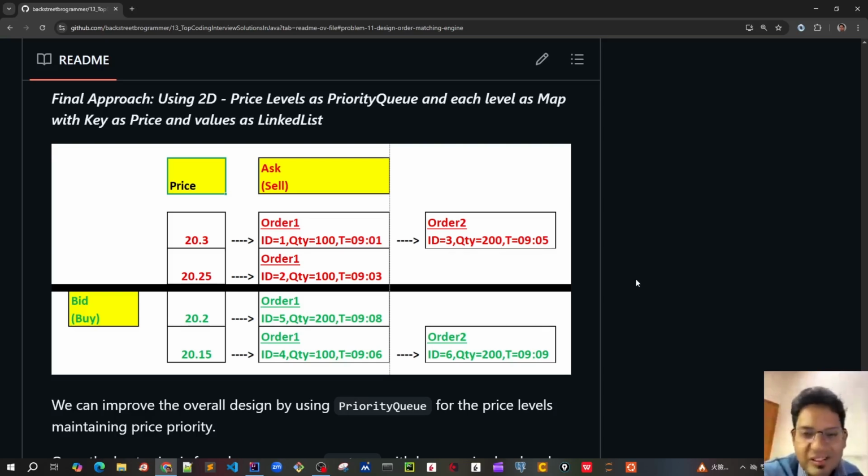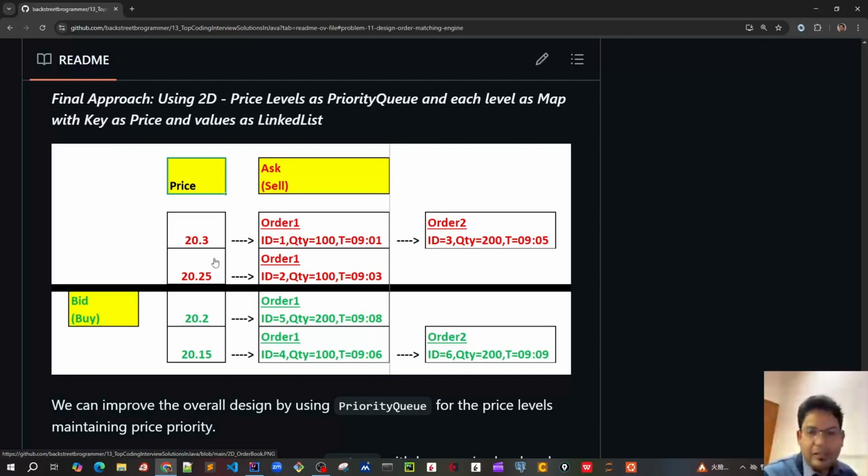Hello friends, let's discuss the final design that we discussed in the previous video about our matching engine. As we discussed in the previous video, we will be maintaining priority queues just for the price levels. What I mean is that for this price level, we have got price levels of 20.3, 20.25 for sell, and similarly for bid or buy, we have got these two price levels.